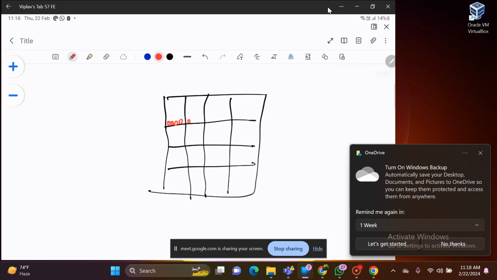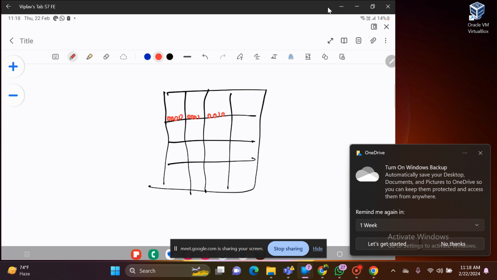0000, 0001, 0010. This is 2 in decimal. Then 0100, 0101, 0110, 0111, then 1000, 1001, 1010, 1011, 1100, 1101, 1110, 1111. So starting from 0 and ending at 15.